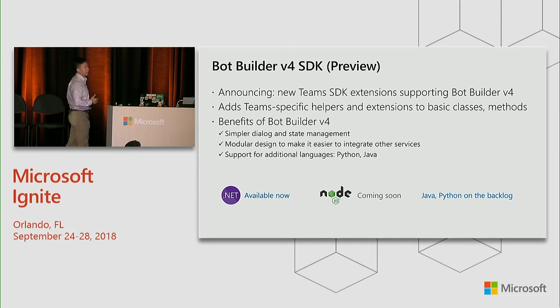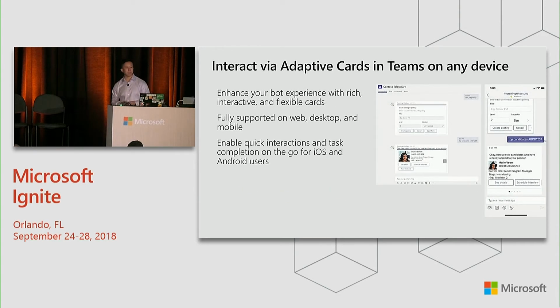To give you an example, if you want to be able to get the people that have been @mentioned in a channel, we have extensions to make it a little bit easier to parse out and process some of those from the basic Bot Framework messaging activities. We have support now for .NET. We're rolling out the Teams version of the Bot Builder SDK. Node.js is coming soon, and we're also talking about potentially supporting Java and Python. So I'm happy to answer some more questions later on about that.